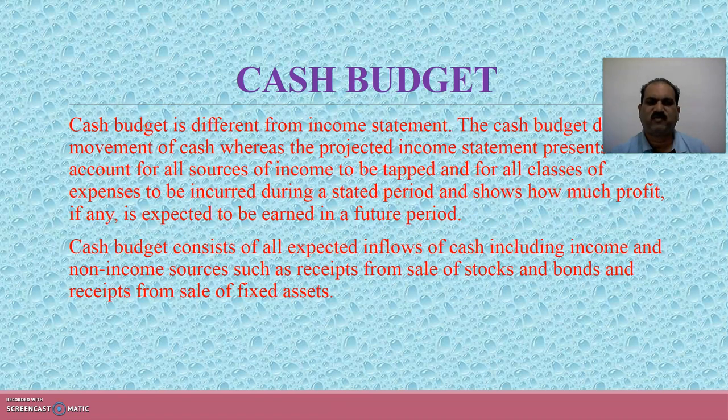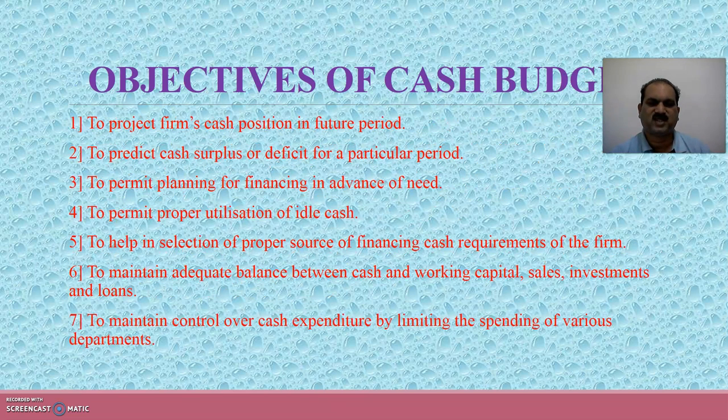Cash budget is different from income statement. The cash budget depicts movement of cash, whereas the projected income statement represents account for all sources of income to be tapped and for all classes of expenses to be incurred during a stated period, and shows how much profit, if any, is expected to be earned in a future period. Cash budget consists of all expected inflows of cash, including income and non-income sources such as receipts from sale of stocks and bonds and receipts from sale of fixed assets.